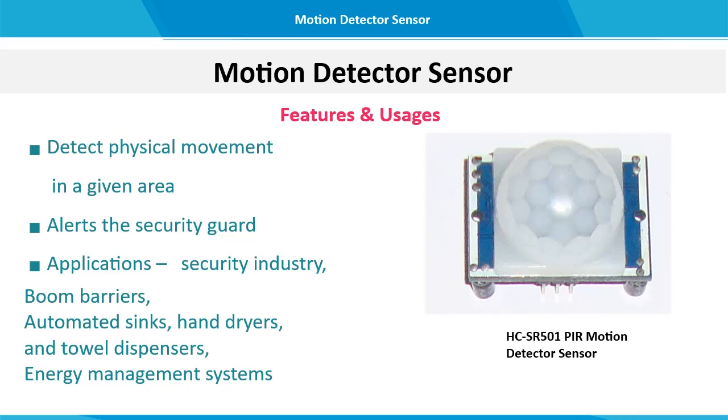Besides security, these sensors can also be found in many IoT devices within modern commercial buildings. These include boom barriers, automated sinks, hand dryers, and towel dispensers. These sensors are also used in energy management systems. This is all about sensors.